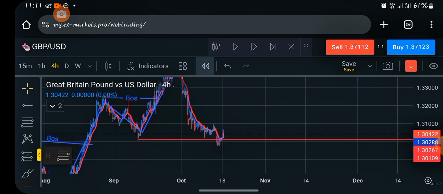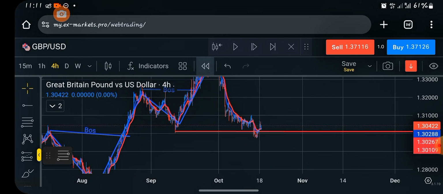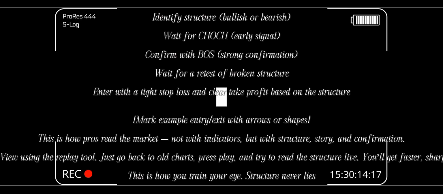Step 5. Putting it all together, trade setup practice. Now if I was trading this, here's what I'd do. Identify structure, bullish or bearish. Wait for CHOCH, early signal. Confirm with BOS, strong confirmation. Wait for a retest of broken structure. Enter with a tight stop loss and clear take profit based on the structure. This is how pros read the market, not with indicators but with structure, story, and confirmation.